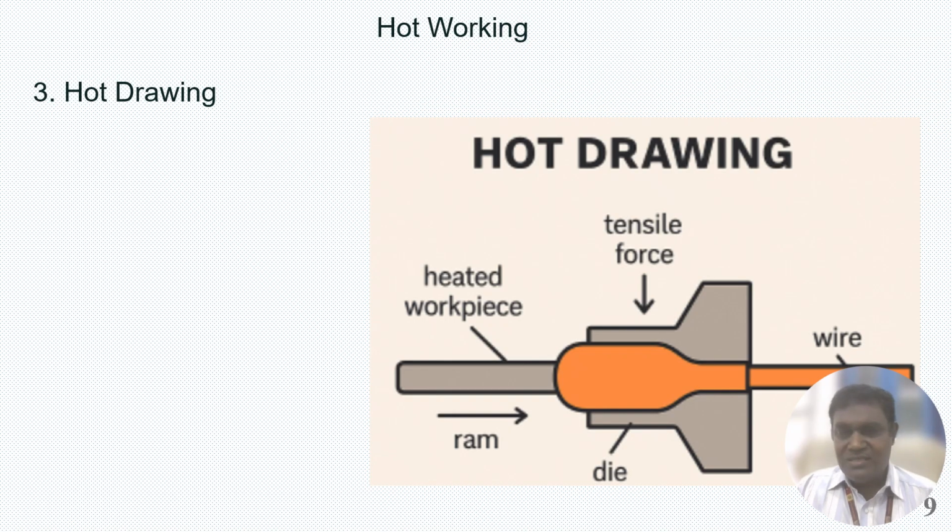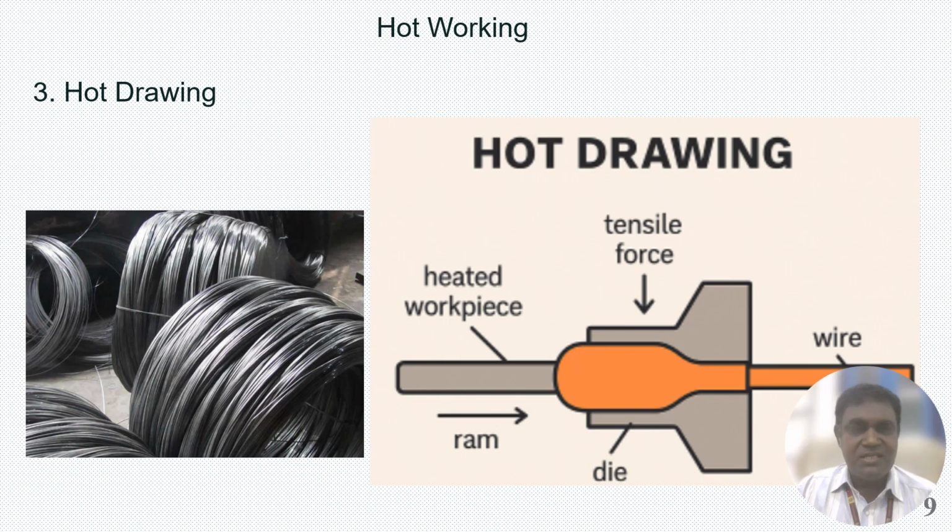Most of the steel plants produce wires, rods, twisted rods, and different sizes of rod: 6 mm rod, 8 mm rod, 12 mm rod, plain rod, twisted rod. All these are produced using this hot drawing process. You can see that these are the different products of most of the steel plants, made by using this hot drawing process.